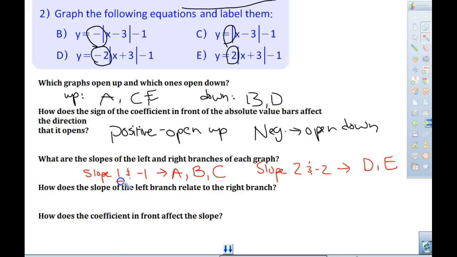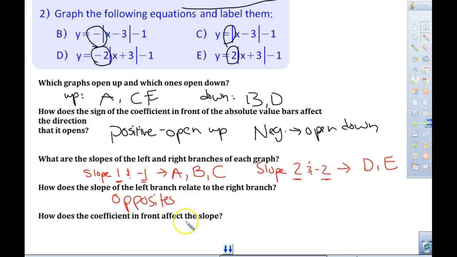The 1 slope, then we have -1. We have 2 on one side, we have -2. They are what kind of numbers, Joy? Opposites. These are opposites. When we think of our branches and their slopes, they are going to be opposites.